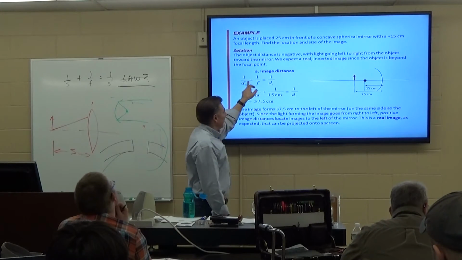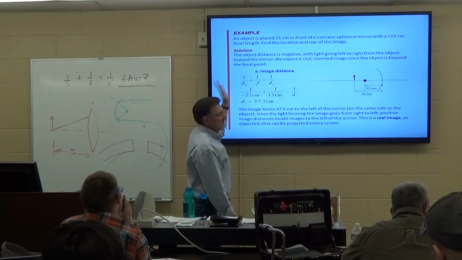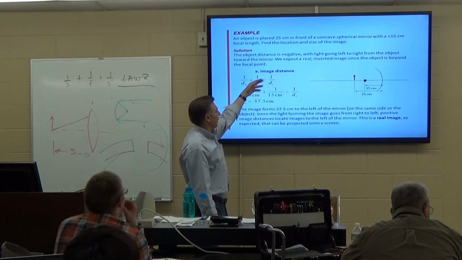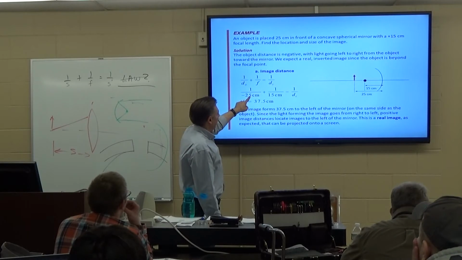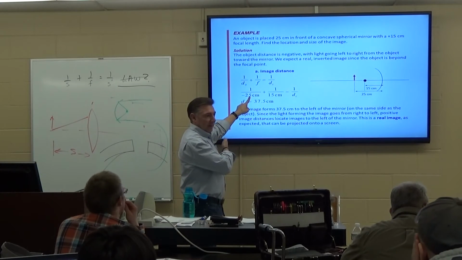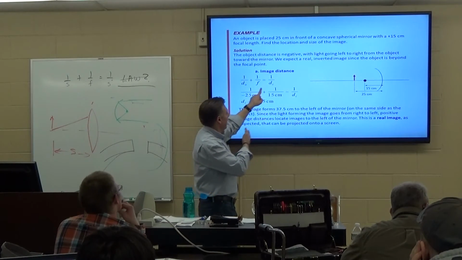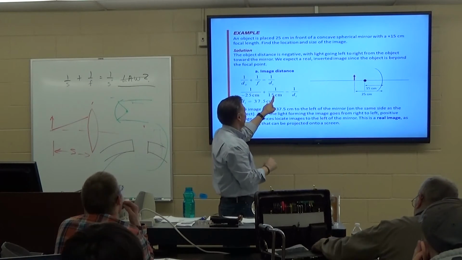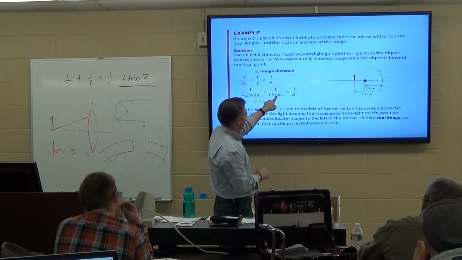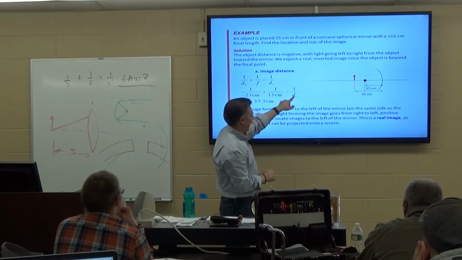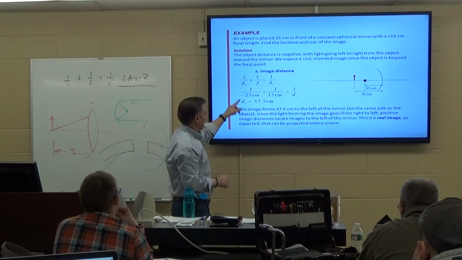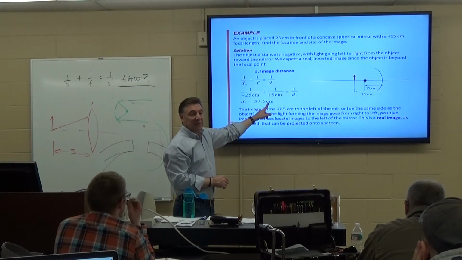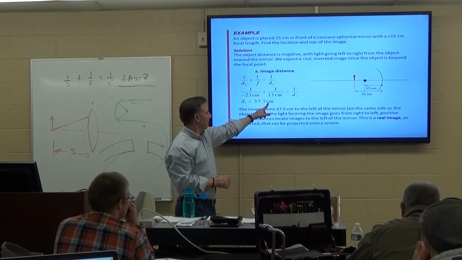If we look at our thin lens equation, the left side is exactly the same. So we have 1 over d_o plus 1 over f equals 1 over d_i. The 25 centimeters is negative because it's to the left of the mirror. Because this is a negative mirror, it has a positive focal length. So we have 1 over plus 15 for the focal length, equal to 1 over d_i. We calculate the image distance: it's positive 37.5 centimeters.